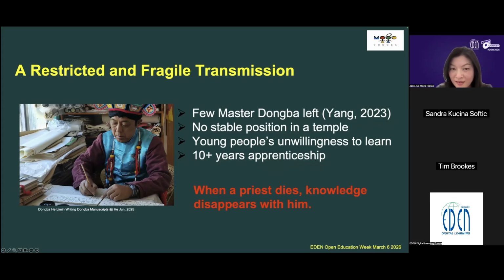And in addition, young people become less and less willing to commit to the long training process, because the training process can last for more than 10 years. As a result, when a master Dongba passes away, a significant part of the embodied knowledge may disappear with him.